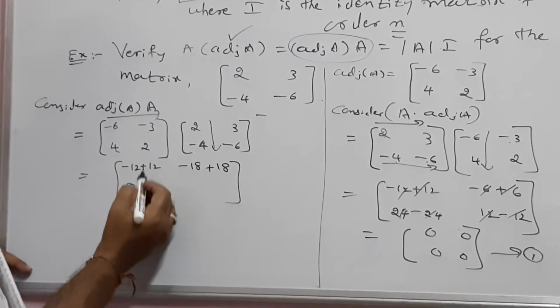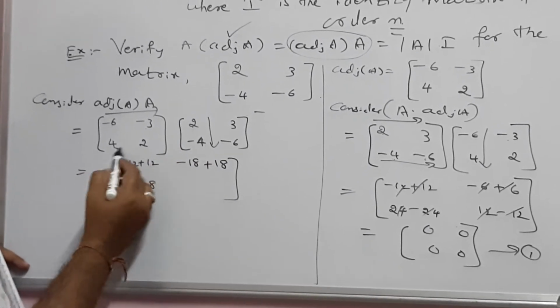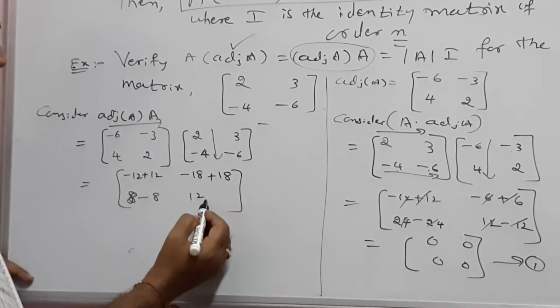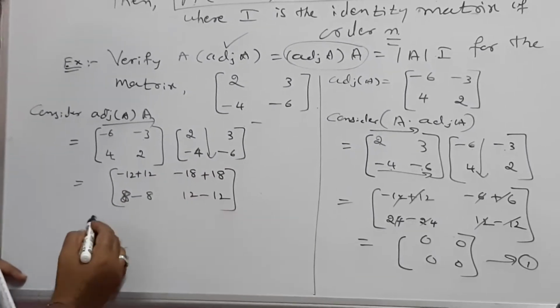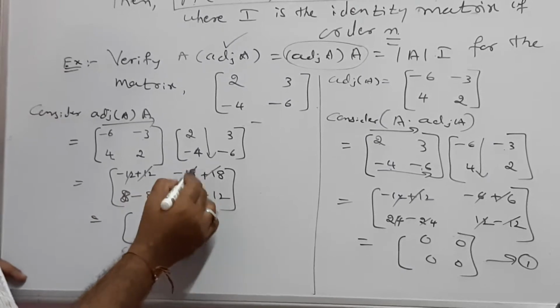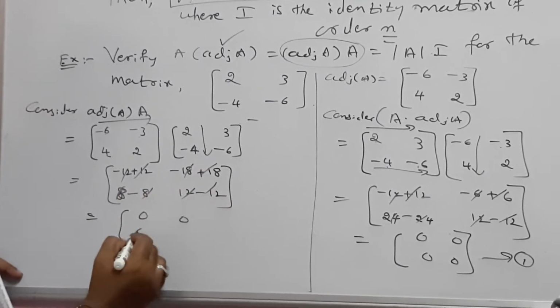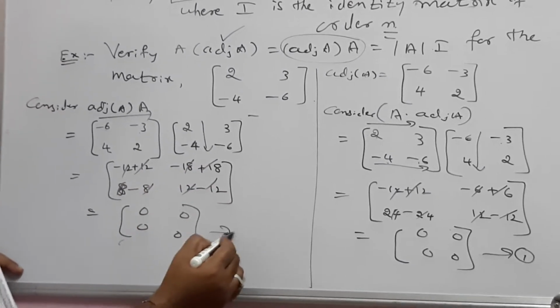4 into 2, 8. Then minus 2 into 4, that is 8. Then 4 into 3, 12. Plus into minus, see 2, 6 are 12. So then what I will get, see here, all the elements get cancelled, 0, 0, 0, 0. Okay, this is equation 2.